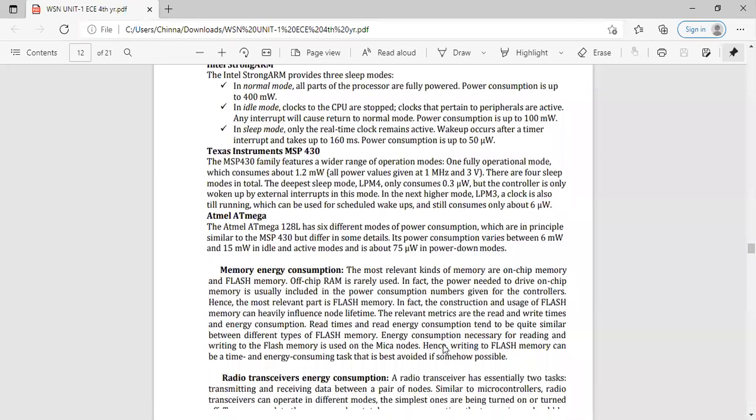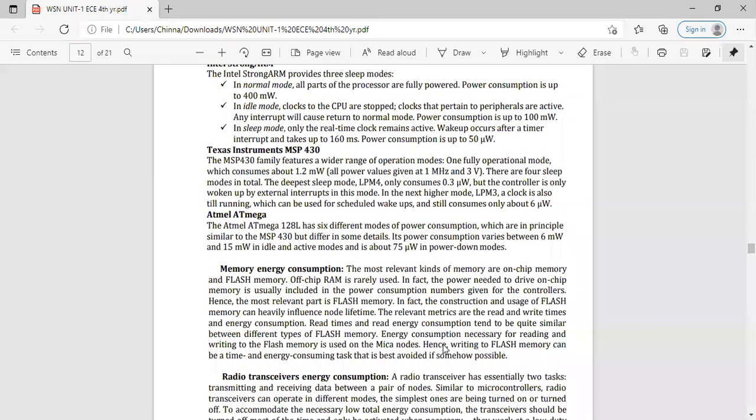In sleep mode, only a real-time clock remains active. Wake up occurs when the timer interrupt takes place, in 160 milliseconds. The power consumption is 50 microwatts. Sleep mode means the system is totally asleep and doesn't need much power consumption. Whenever the wake up occurs, when a timer interrupt is given, then within 60 microseconds the power consumption is 50 microwatts, very low.